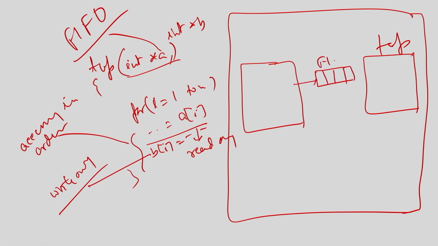This is FIFO, first in first out. Whatever order it is written in, I am going to read it in the same order. Now this is my A. Because of this, it becomes asynchronous.